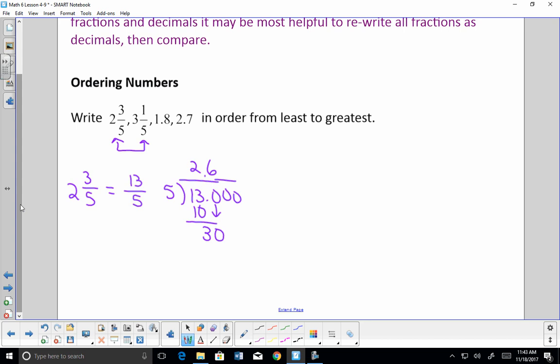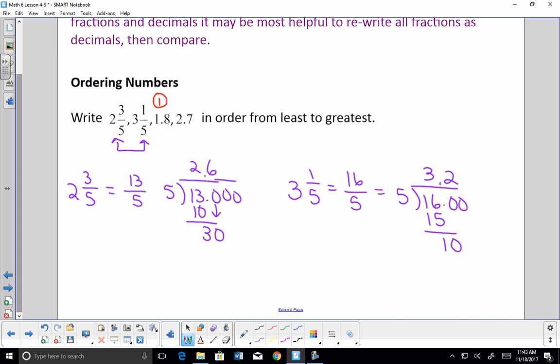Okay. Then let's look at 3 and 1/5. 3 and 1/5. That is 16/5. 5 goes into 16 3 times. 3 times 5 is 15. 5 goes into 10 twice, so that's 3.2. So I now have the following numbers. I have 2.6, 3.2, 1.8, 2.7. So the smallest number out of all of these is this one, 1.8. Then we have the 2.6, then we have the 2.7, and last we have the 3.2.